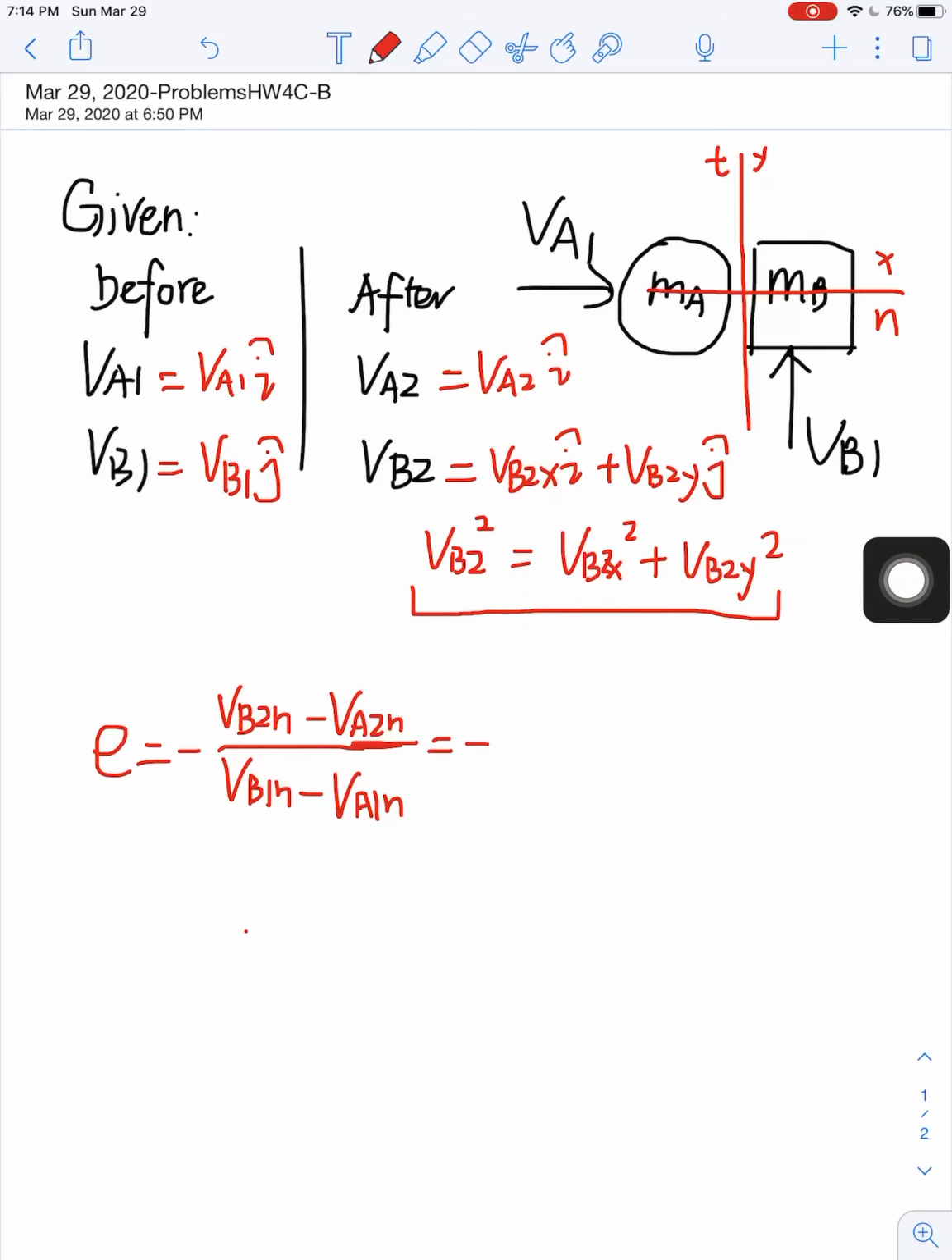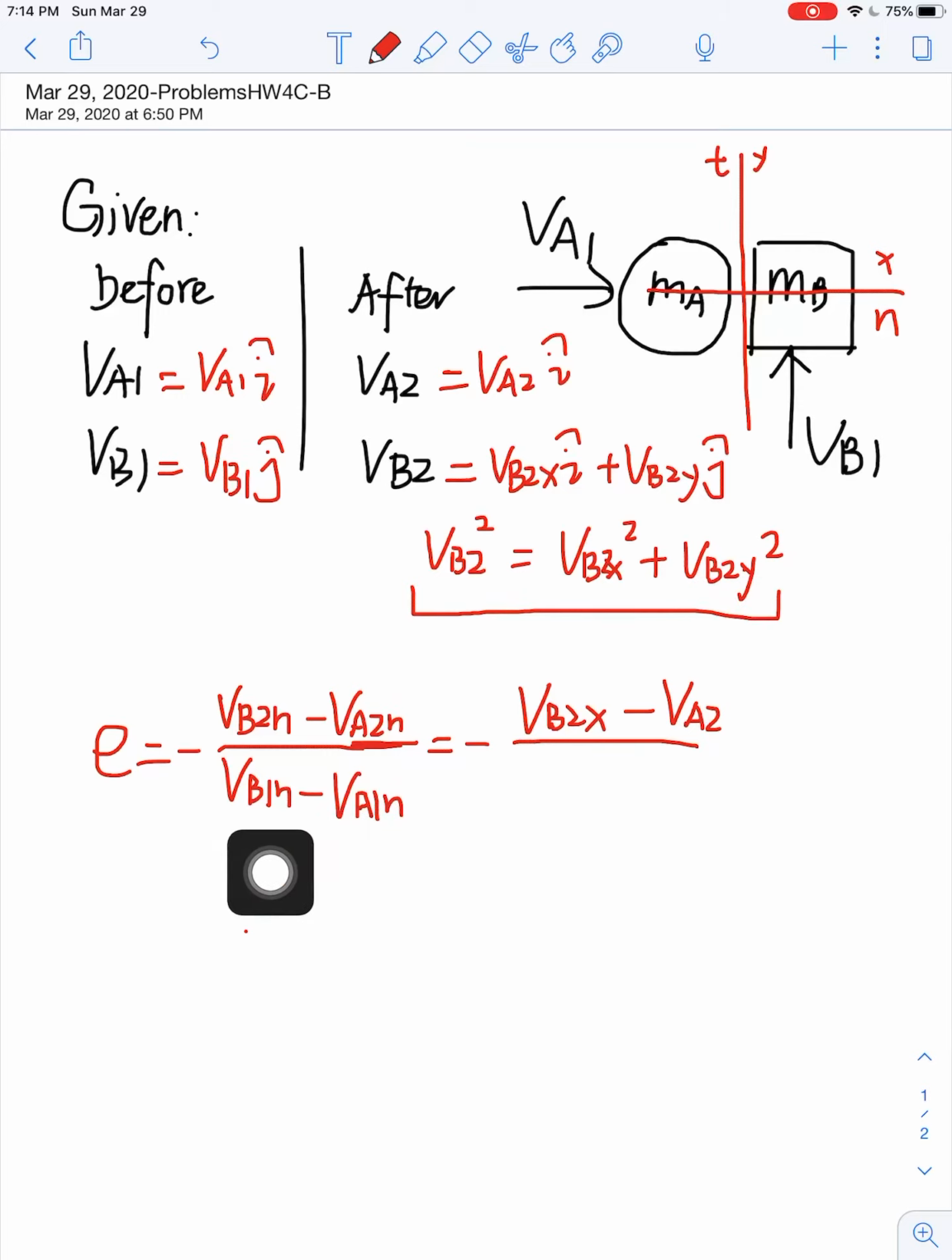So let's write that out. That equals negative, since we need VB2n, that's the velocity of B in the i direction. Since we broke the velocity of B down into x and y components, we can just use this VB2x. VB2x minus VA2n, that's the velocity of A after impact. We know that value equals VA2.